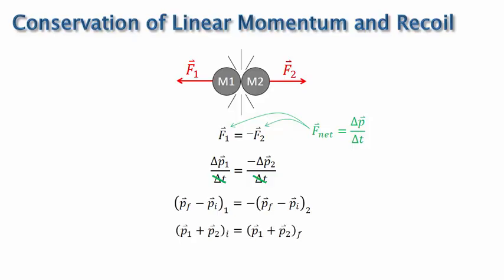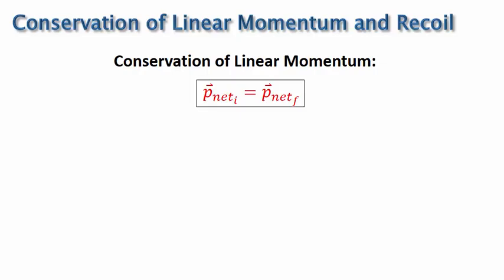Because we've defined the 2 objects to be the system, the net momentum of the system is the momentum of object 1 plus the momentum of object 2, and we wind up with the initial net momentum of the system equals the final net momentum of the system. This is the conservation of linear momentum.